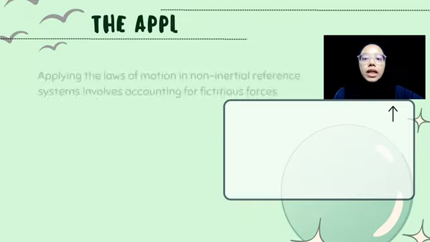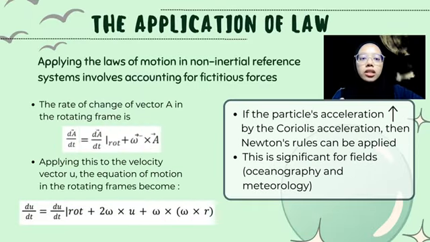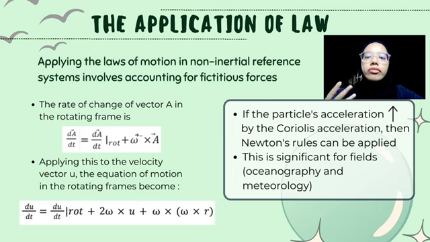system. Applying the laws of motion in a non-inertial reference system involves accounting for fictitious forces that arise due to the acceleration or rotation of the reference frame. These applications are crucial in various fields, ranging from engineering and physics to meteorology and astronomy. Below, we explore how these principles are applied in different contexts. The application of Newton's law of motion in a rotating coordinate system requires some modification to account for the non-inertial nature of the rotating frame.